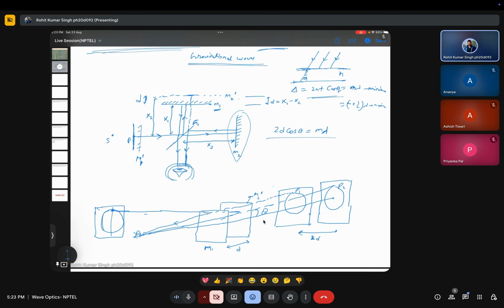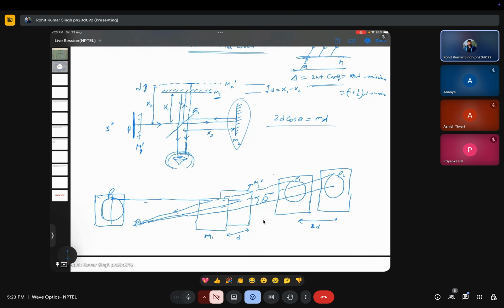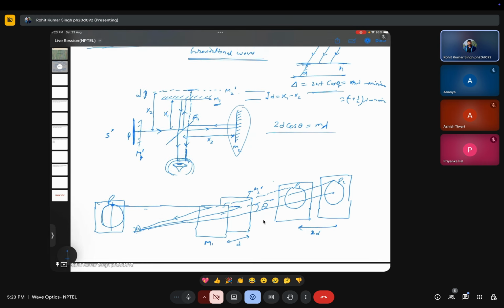If you have a point source like this, and you are using a glass plate, this is your point P here. Do you get it? So this is the realistic scenario. This one was a schematic diagram, but this is the realistic scenario that you have.